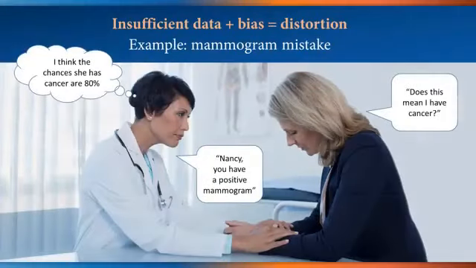Let's look at some examples of how insufficient data mixed in with a little unconscious bias and emotion can sometimes distort a story and how that might be fixed.